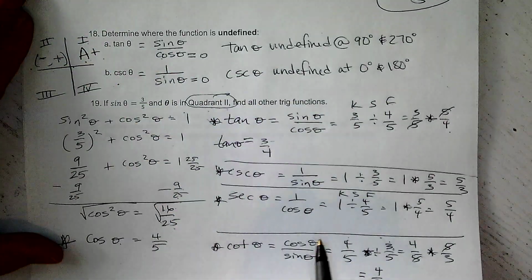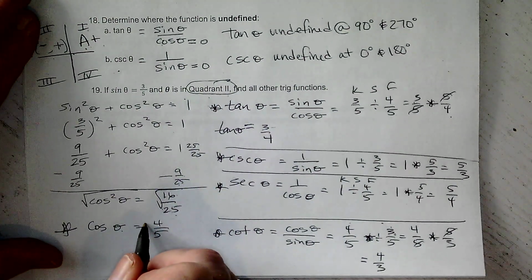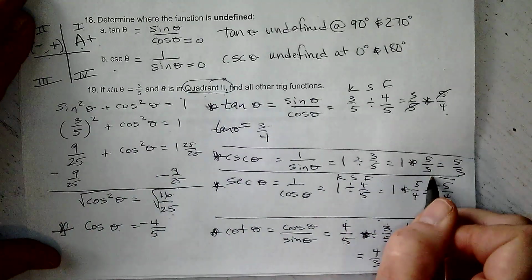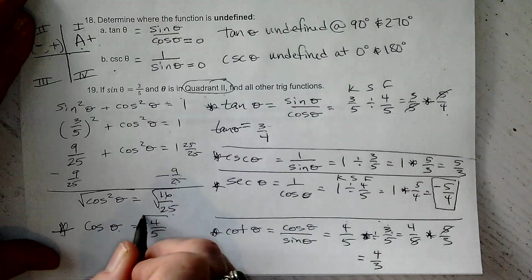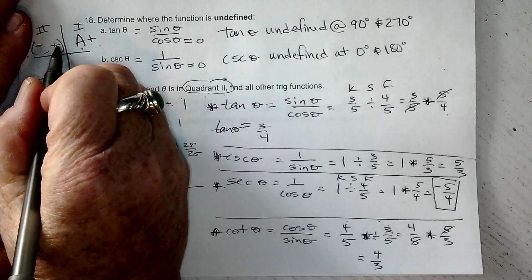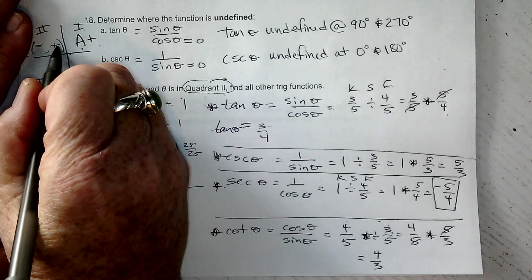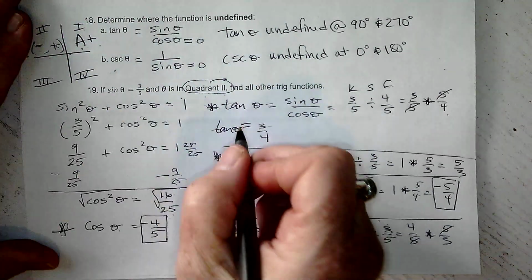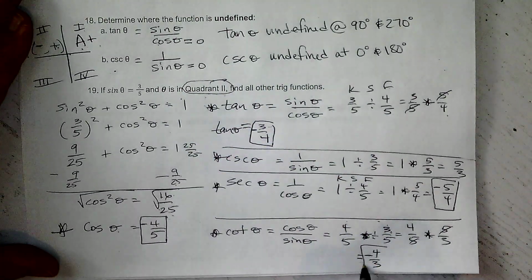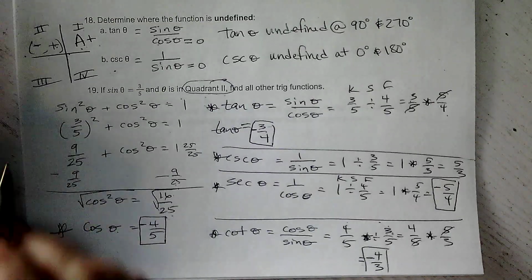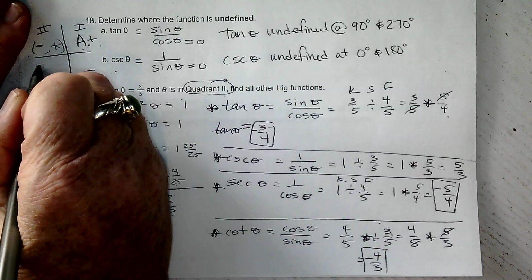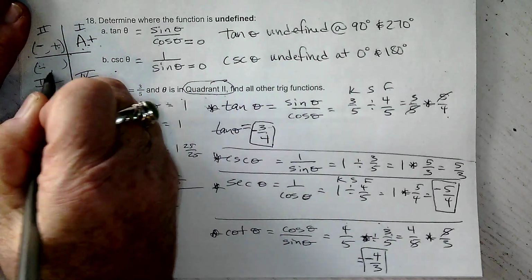Our cosine is negative, so I need to put negative for my cosine and negative for my secant. Make sure you don't forget those two. The only things that are positive are sine and cosecant. Tangent is going to be negative, as well as cotangent. There's only going to be 2 for each quadrant, except for quadrant 1. Down here, it's only tangent and cotangent because they are both negative for sine and cosine.